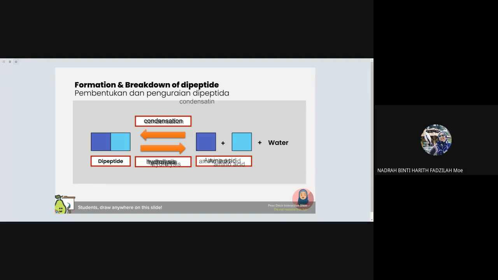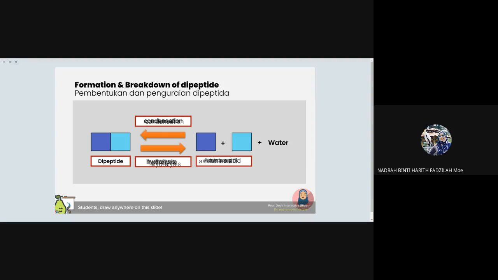When it undergoes hydrolysis, 2 amino acids are released plus water. Kan sebab nama dia proses dia hydrolysis. So when we want to combine the amino acids back, amino acid combines with another amino acid and water, the process is condensation to form dipeptide. Okay.